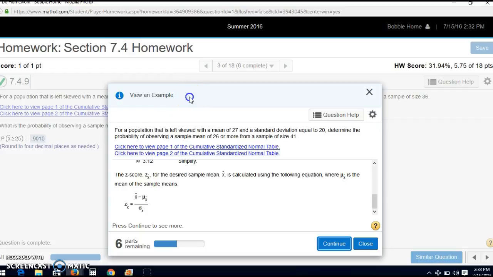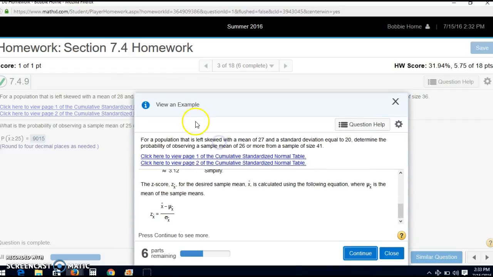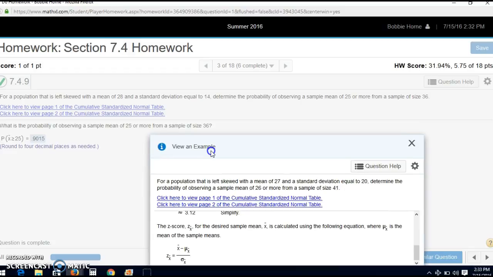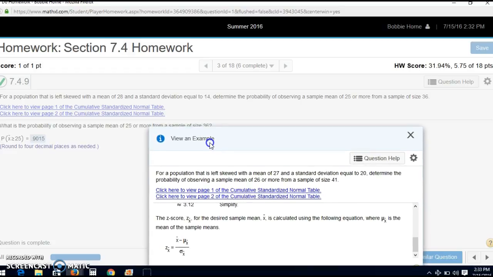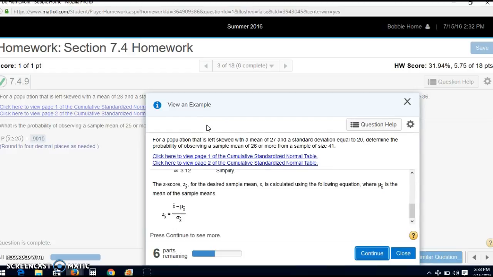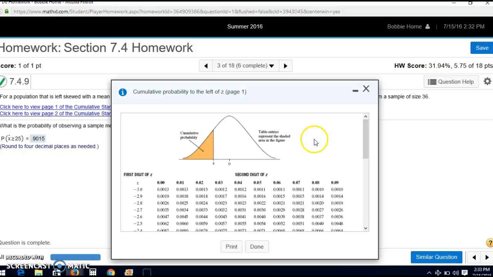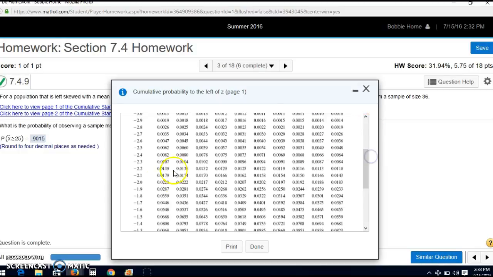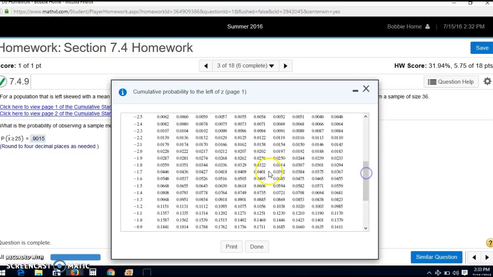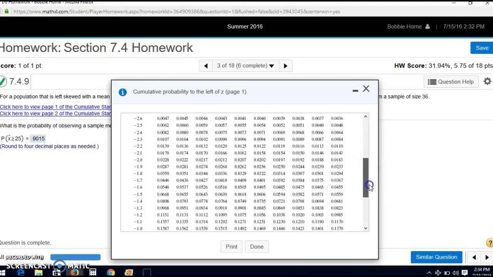So let's look and see again what our sample mean is. Our sample mean is 25 minus 28. So 25 minus 28 would be negative 3 divided by the standard error we said was 2.33. If you divide negative 3 by 2.33, you get negative 1.29. So we know this first table is our negative number. So we need to go to negative 1.29. And the 9 value is the last value.